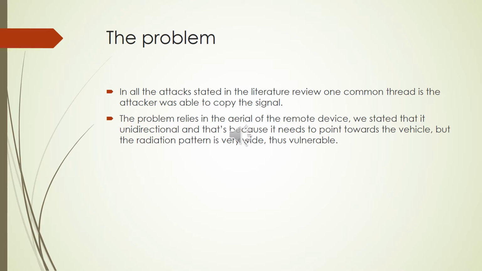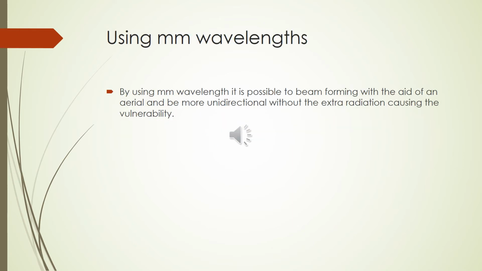I hope to show the radiation around the person, and then when we use millimeter wavelengths, we should be able to see the difference. My research is going to be using millimeter wavelengths. By using millimeter wavelengths, it is possible to do beam forming with the aid of an aerial, and it will be more unidirectional without the extra radiation causing the vulnerability.